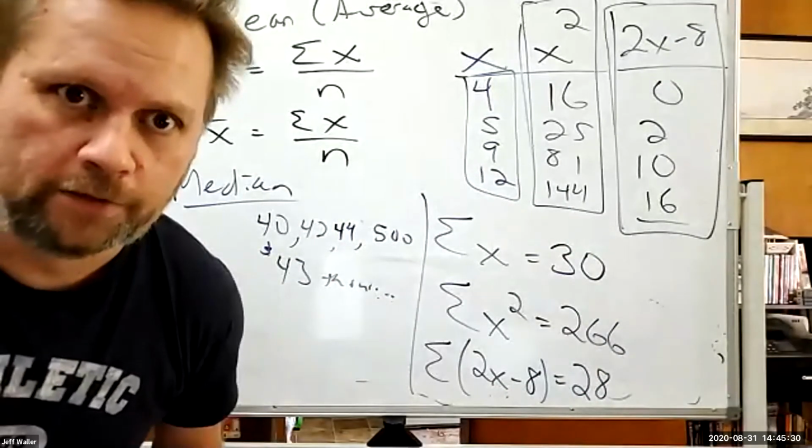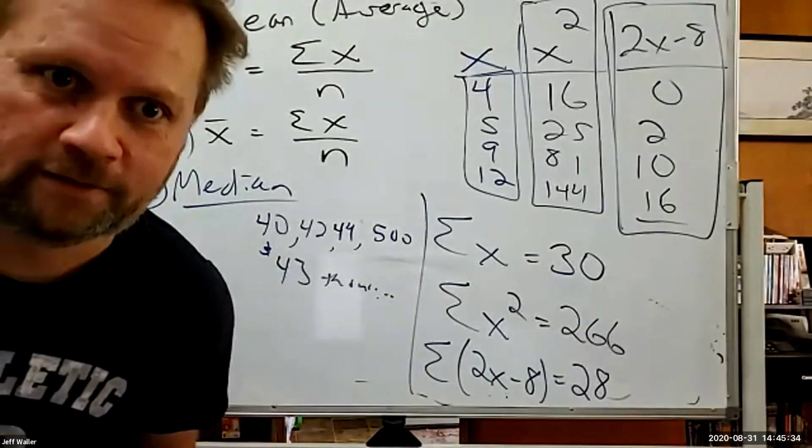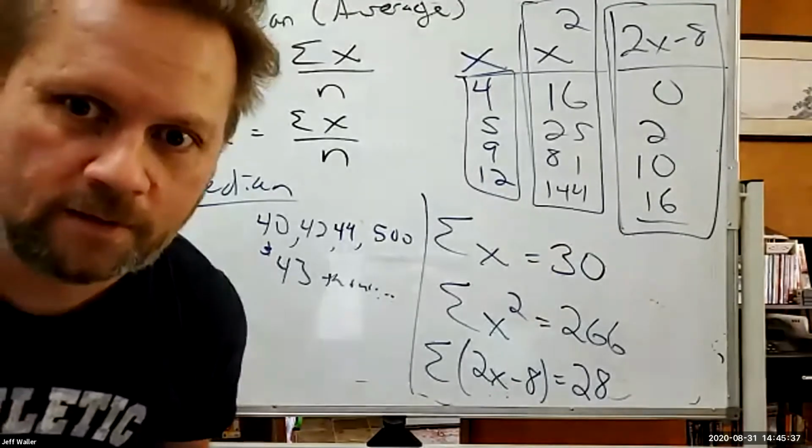Outliers. Always think about Children of the Corn, if you've ever seen that movie. Outlander. All right, I'll stop.